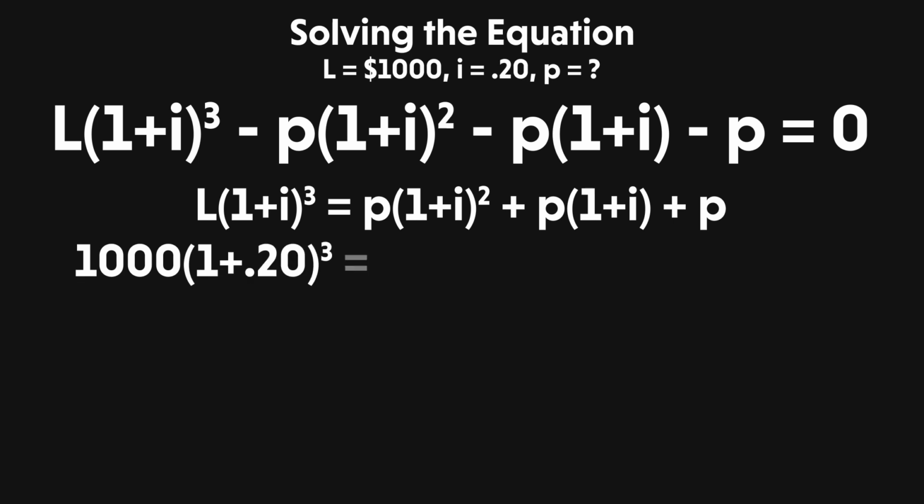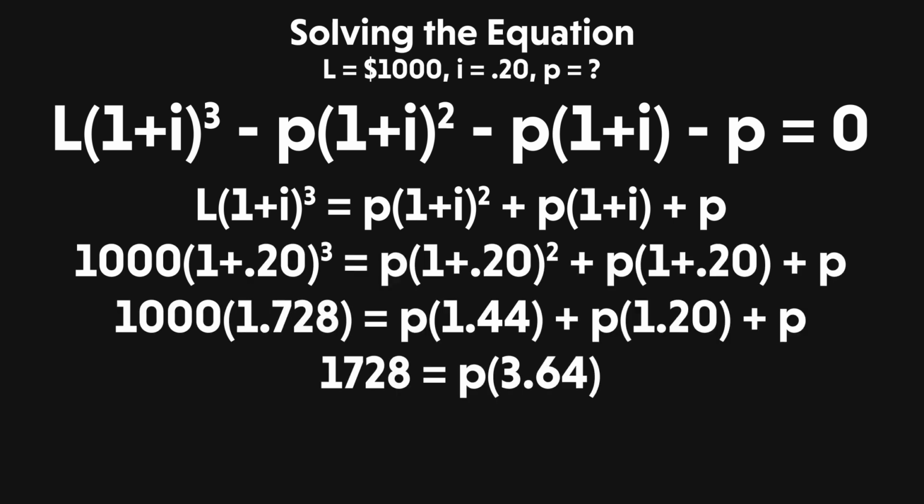Let's move all the p terms to the right side and then add them up. Now we can divide it by 3.64 to get that p is equal to $474.72, which took us maybe 1 minute to solve. But the answer seems a bit high, right?